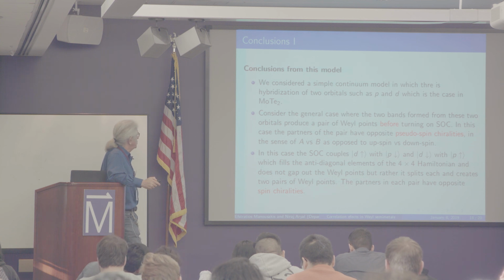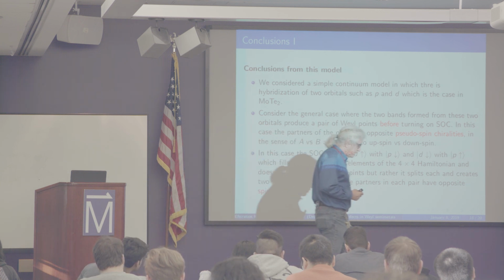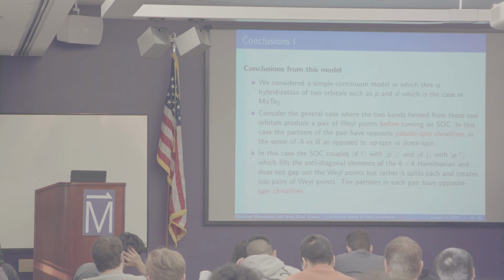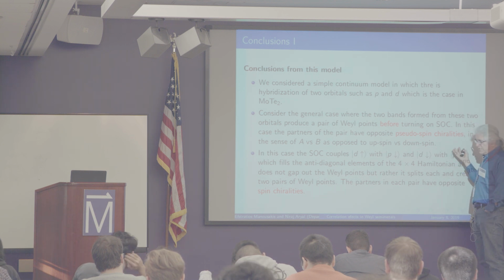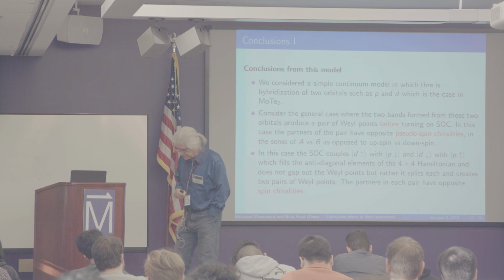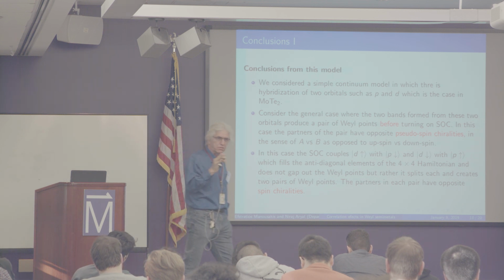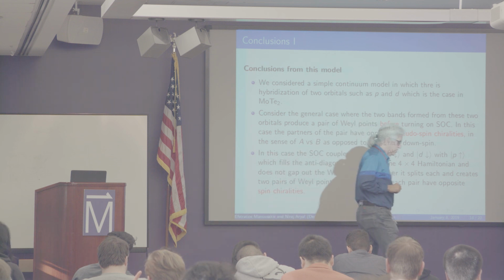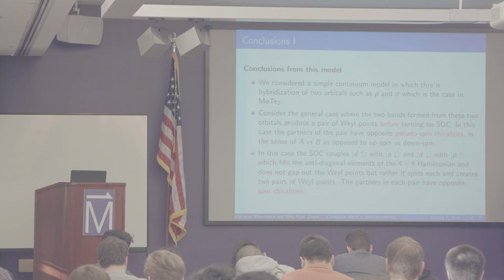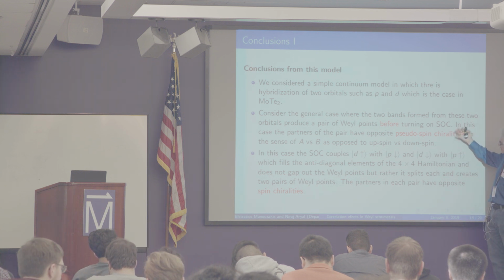From this model, what are the conclusions? We consider a simple continuum model, which discusses the hybridization of a p and a d orbital. We have pseudo-spin chiralities within this model, because this is also a case of MoTe2. Without spin-orbit coupling, you do have Weyl points. Just like the Weyl points that Niraj showed you yesterday, where we had no spin-orbit coupling in those models, right? We got Weyl physics with just hoppings, no spin. So the same thing here. We can have these kinds of Weylness, and then we add spin-orbit coupling.